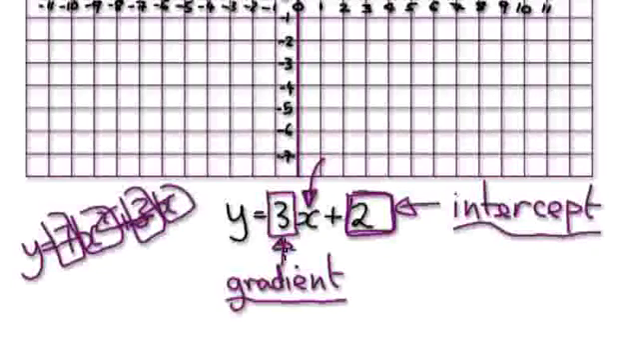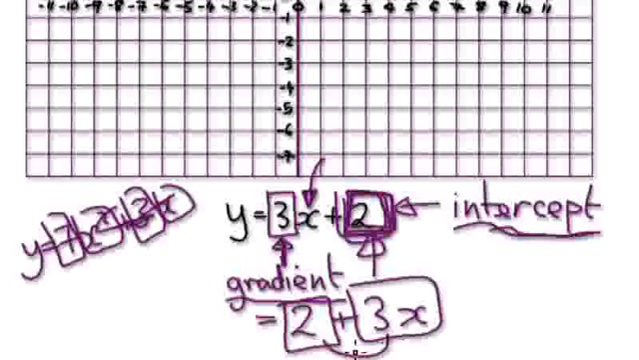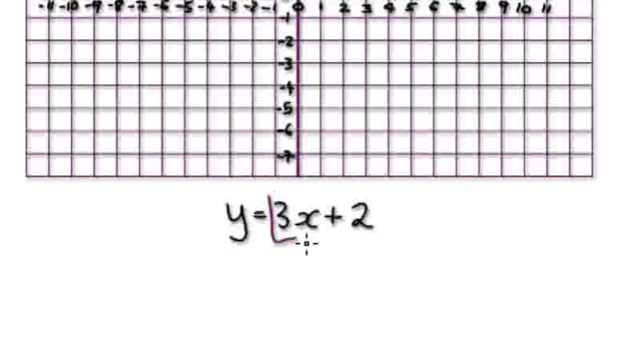Don't worry about the coefficient. Just know that the number in front of the x is called the gradient, and the number on its own is called the intercept. It doesn't have to be right at the end. Now you could write this as 2 plus 3x. So in this case, the intercept is here. But remember, if you have two things like this, you can switch them around. Anyway, don't worry about that too much. Just know that this is called the gradient, and this here is the intercept.